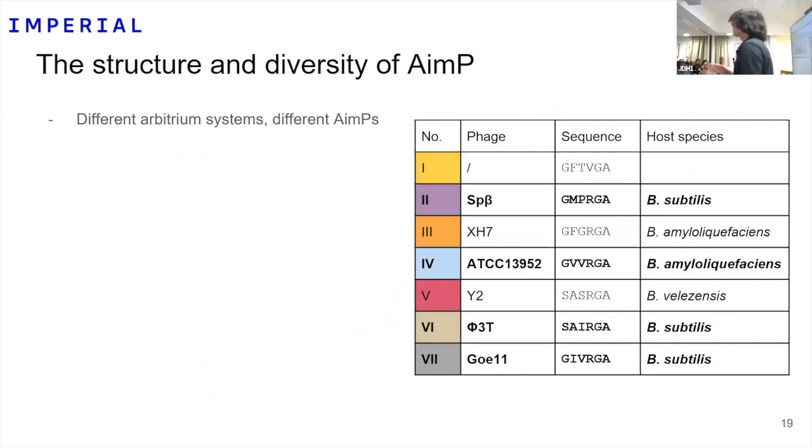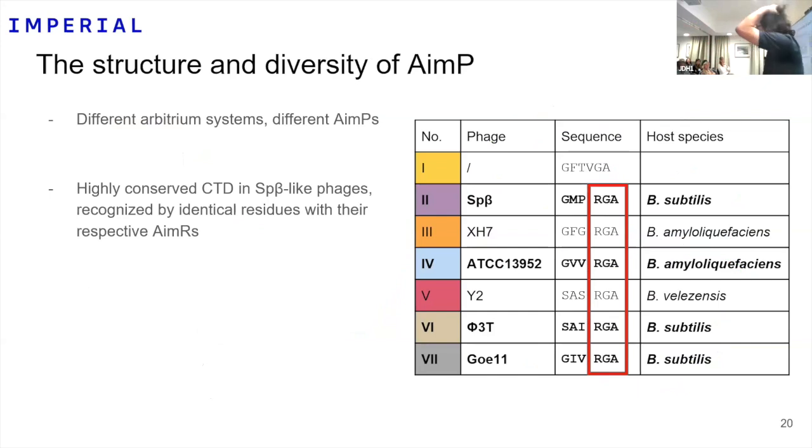In this family, the signaling peptides are made of 6 amino acids. And what's really cool is that the last 3 amino acids are recognized by identical residues in their own respective AIM-R receptors. And instead, what confers binding specificity are the first 3 amino acids in those signaling peptides. And so what that tells us is that there's a very tight evolutionary space where the phages have to evolve to get that arbitrium signaling specificity.